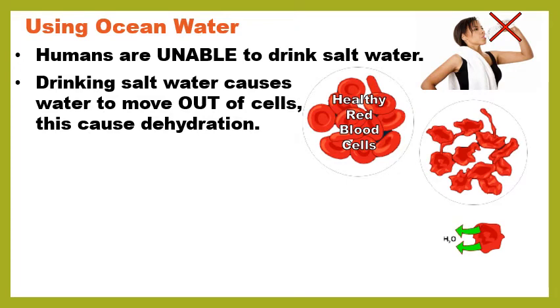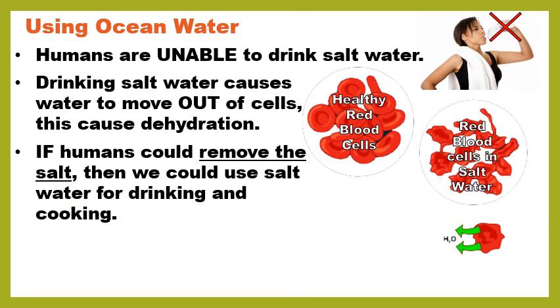Water moves out of the cell. The chemical formula for water is H2O. So with those green arrows, you're seeing water leave the cell because there's too much salt, and they will shrivel up. And when they shrivel up, they can't do their job. So these are red blood cells in salt water. And guys, if you get dehydrated too much, you can die.